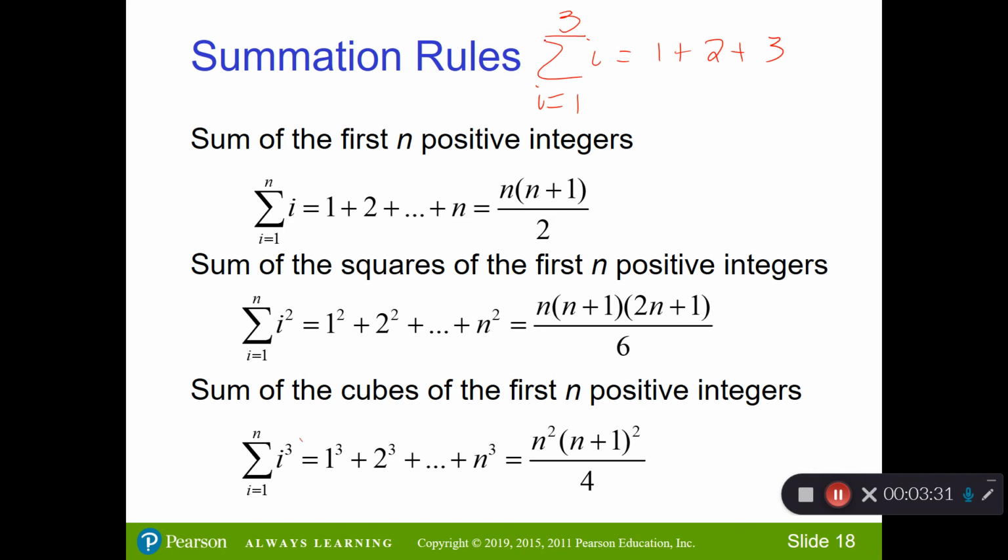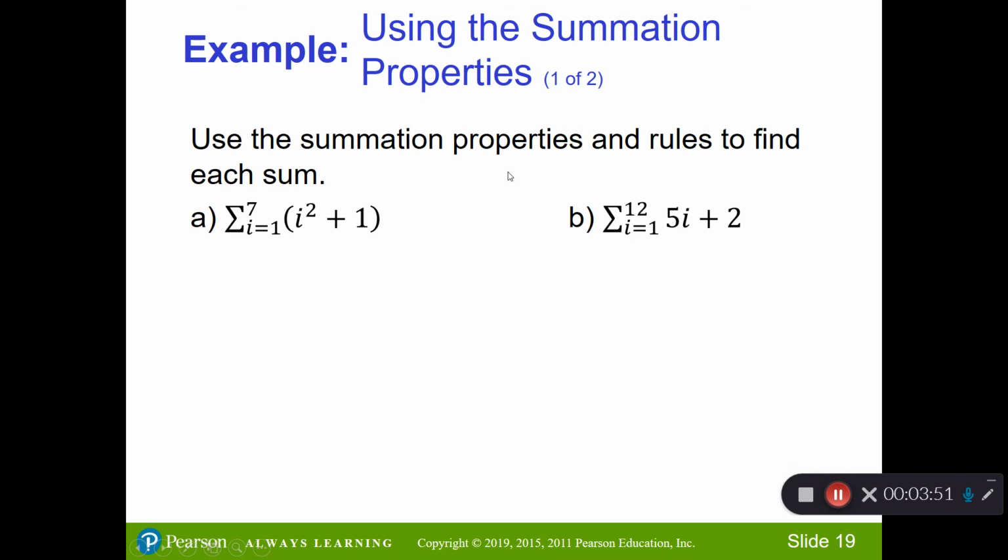But now notice that n in the expression is a 3. So using this formula, we'd have 3 times 3 plus 1 over 2. 3 times 4 over 2 is 12 over 2, which is 6. The same we got the other way. All right, so we're going to use these to evaluate expressions.